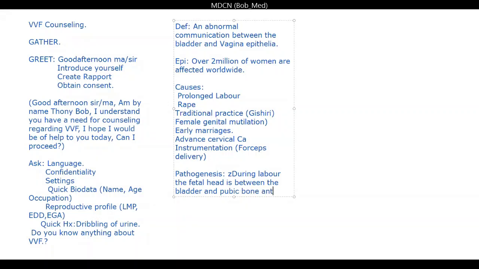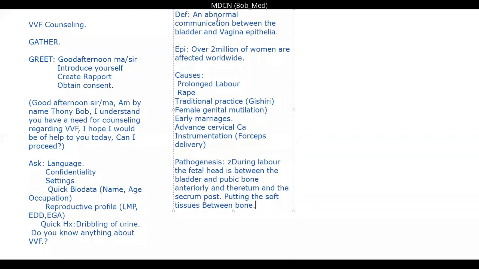This is anteriorly, and the rectum and the sacrum posteriorly. This is on the posterior side. So this will be putting the soft tissues between bones. So this might result into obstruction. It can result into vesicovaginal fistula, but you don't necessarily have to explain this in details, okay? So just say it as simple as you can.